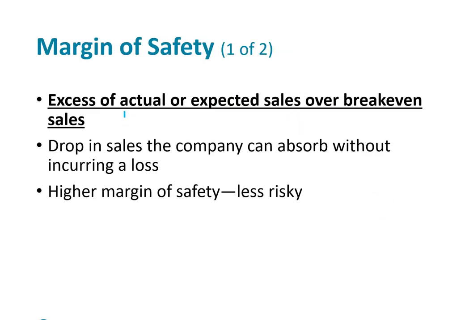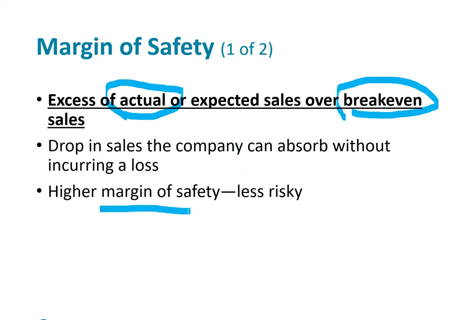Margin of safety is simply the excess of the actual or expected sales over the break even. Okay, so a drop in the sales company can be absorbed without incurring a loss. In other words, how much in sales can you lose before you're at break even, and then you start losing money? Okay, the higher the margin of safety, of course, the less risky. So if you're investing or if you're a manager of a company, you want to know what your margin of safety is so you know how much you can absorb when you're taking risk.